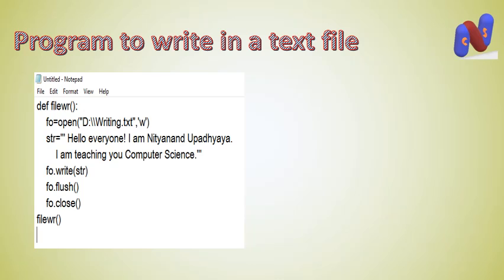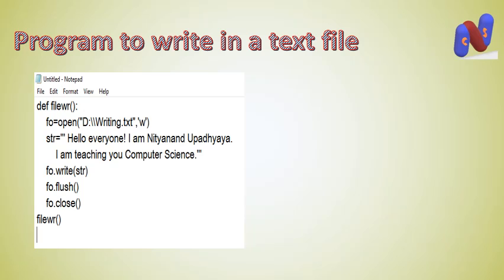So it is the path of the particular file, and after that I have given another parameter in the form of w, which is for writing the file. It means w denotes that we are going to perform a writing task in the particular file. If the file exists, it will be overwritten, and if it does not exist, it will create a new file.